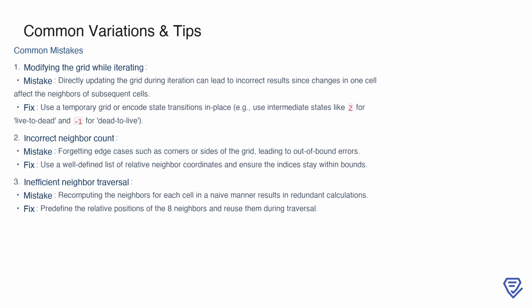Finally, inefficient neighbor traversal is another pitfall. If you recalculate neighbors for each cell naively, it can add unnecessary overhead. Instead, predefine those relative positions and reuse them to streamline the process.